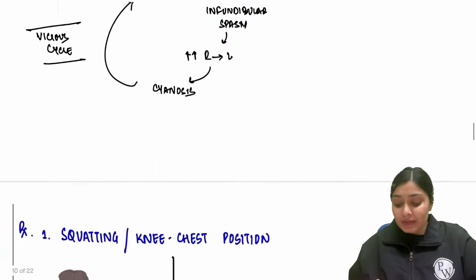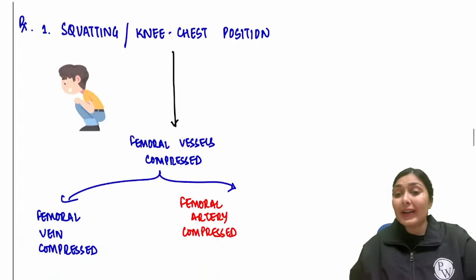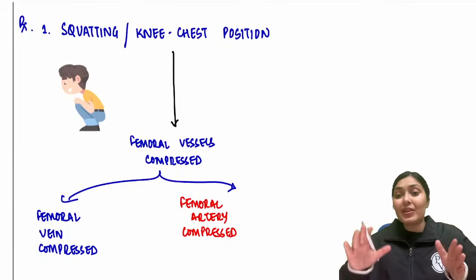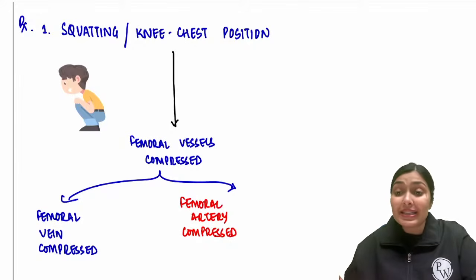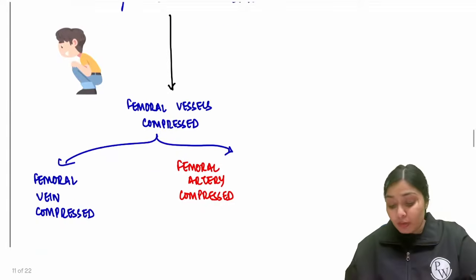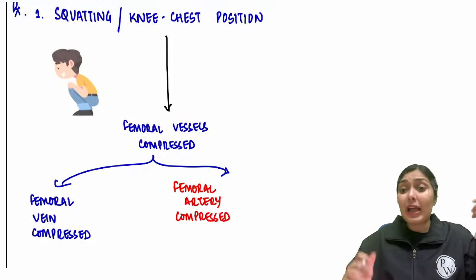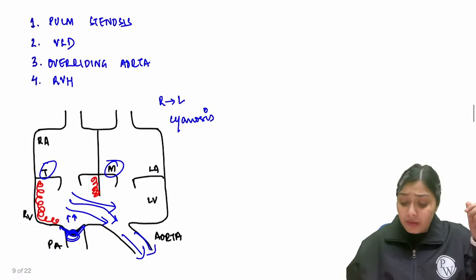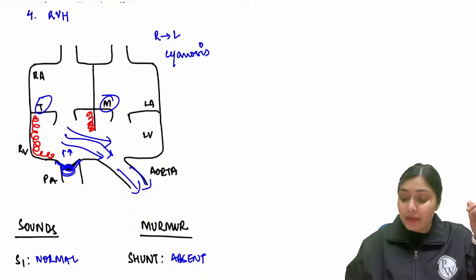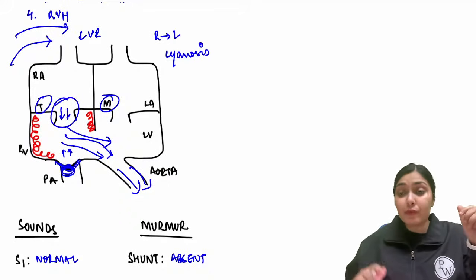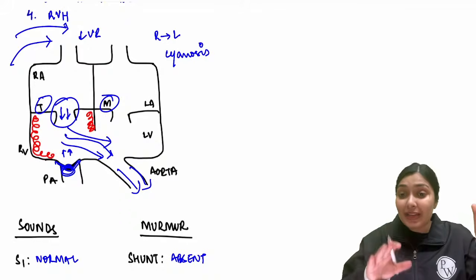What is the treatment of this Tet spell? This is the initial treatment: squatting or knee chest position. What is happening as a result of squatting? When the child squats or takes up the knee chest position, the femoral vessels will get compressed. So my femoral artery will also get compressed. My femoral vein will also get compressed. Now let's see what will happen because of that. When the femoral veins get compressed, there will be less blood flow over here, less venous return. So less pressure over here, less flow over here. Right-sided pressures will be less.